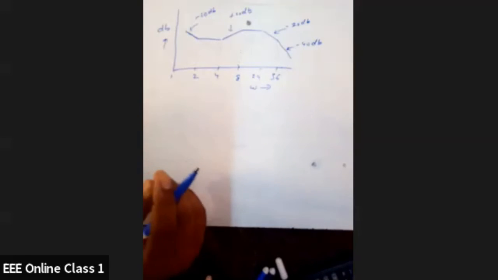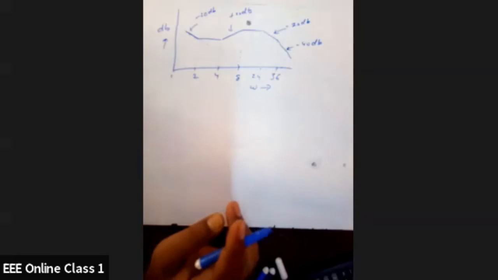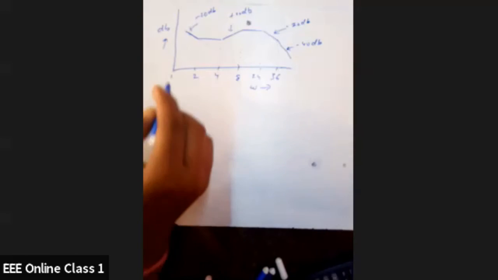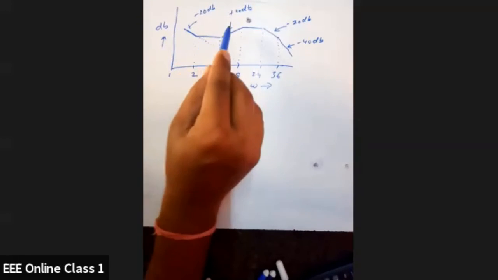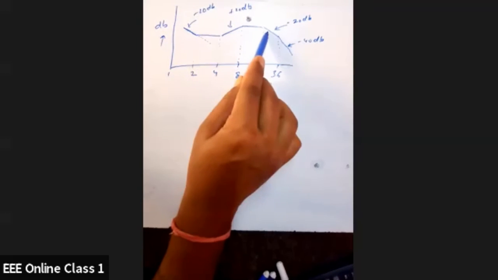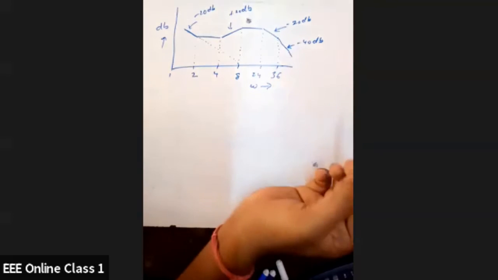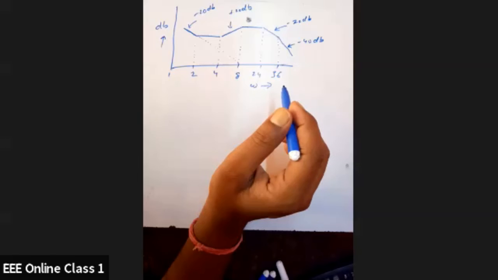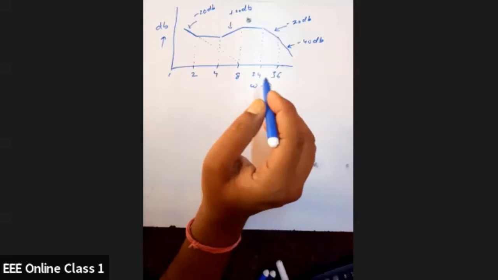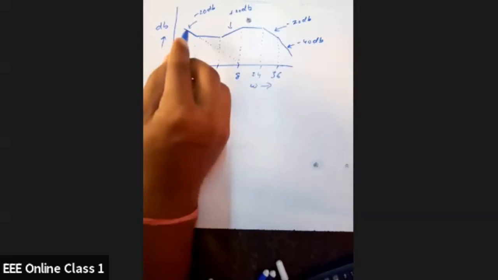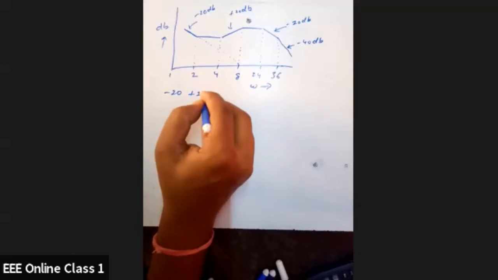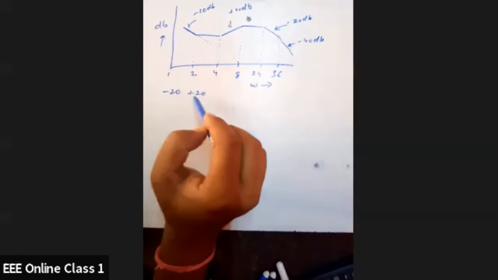Now, as you can see, there are 6 slopes given: minus 20, 0, plus 20, 0, minus 20, and minus 40. Now, minus 20, first slope. Since second slope is 0, it indicates that there is a plus 20. So minus 20 plus 20 will become 0.